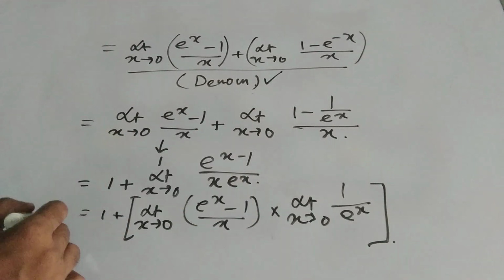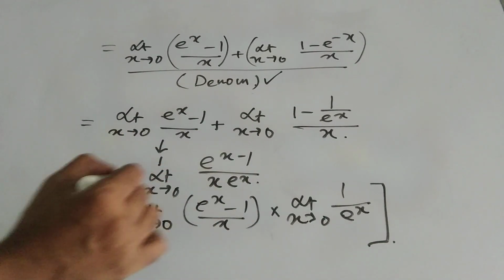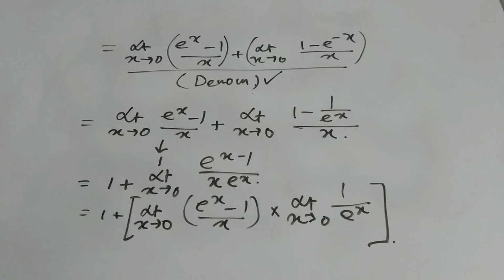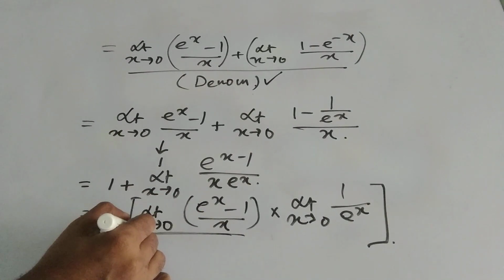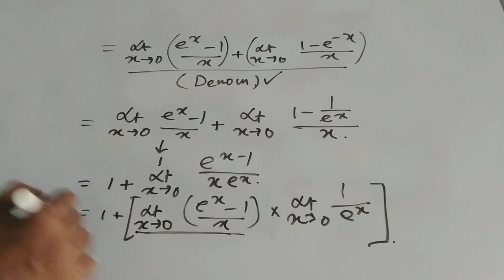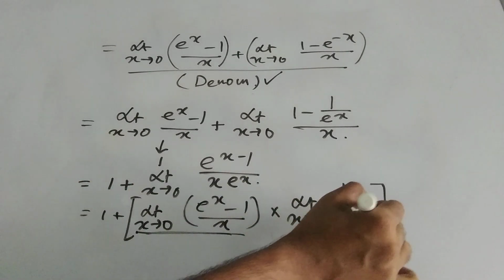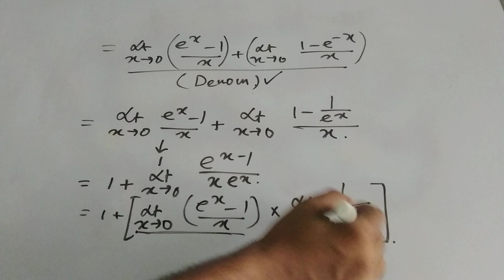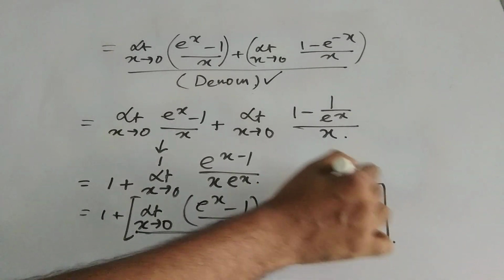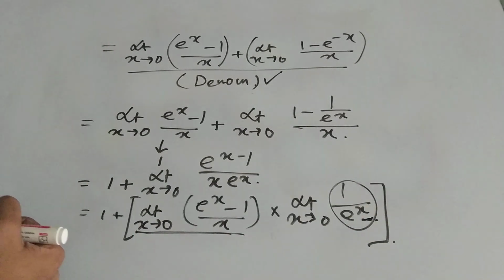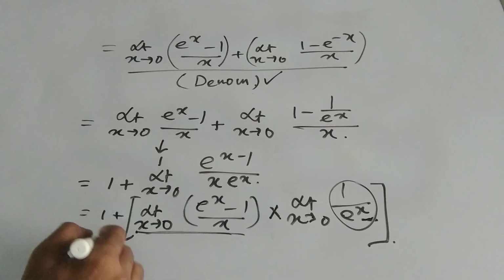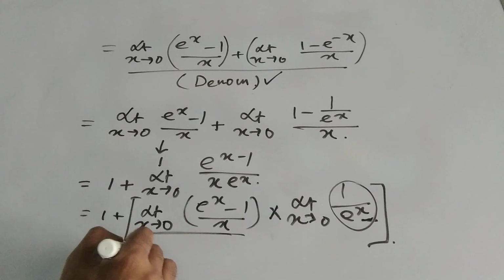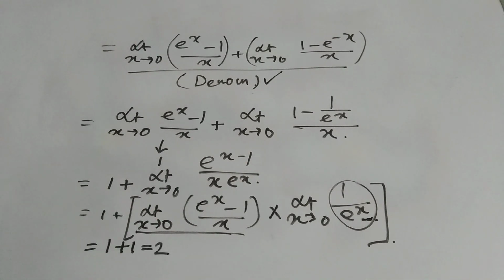Product of two functions in the limiting expression, I am separating into two different limits. Now this is 1, from the basic fundamental formula of exponential limits. And anything to the power 0 equals 1, we know e to the power 0 is also 1. So limit x tends to 0, 1 by e to the power x is also 1. So the entire expression when multiplied is 1. That is 1 plus 1 equal to 2.